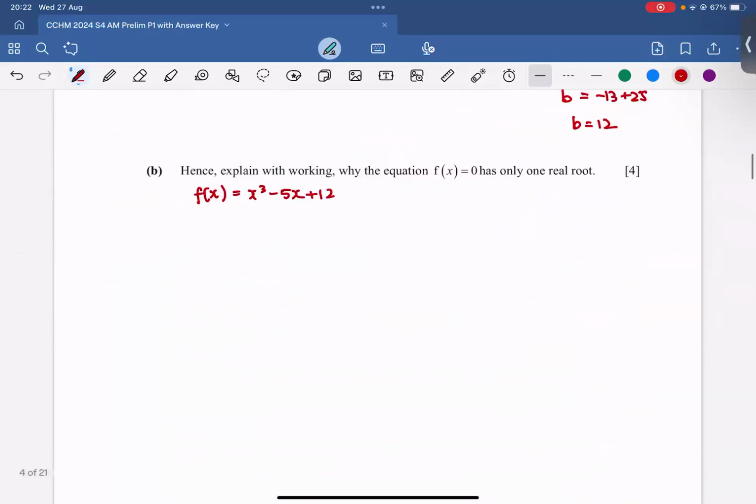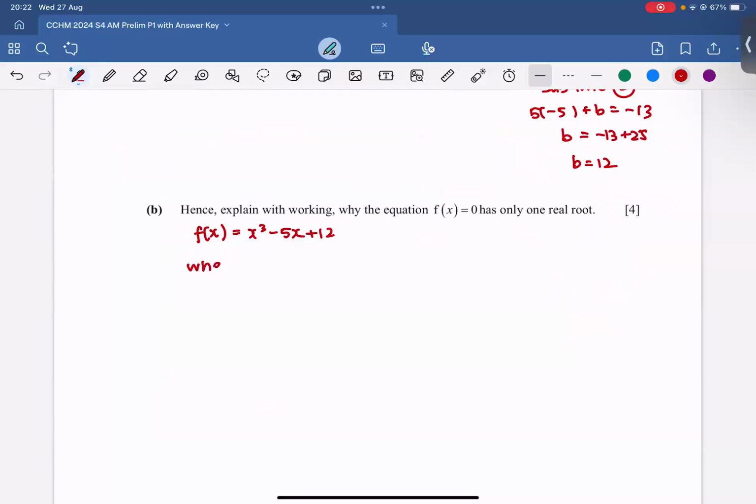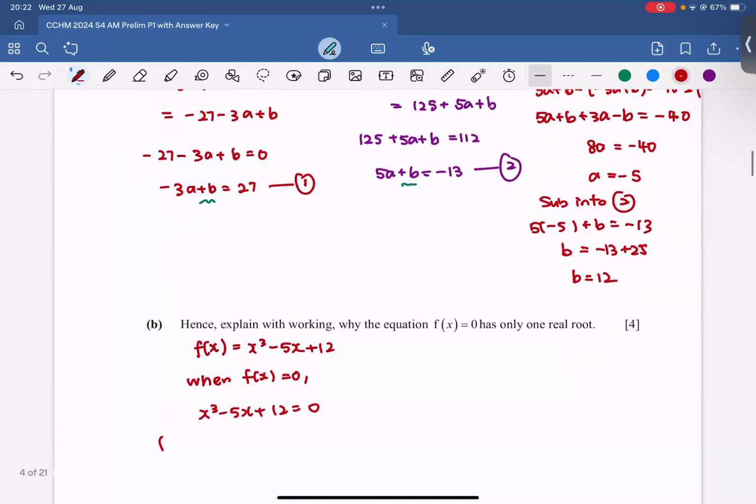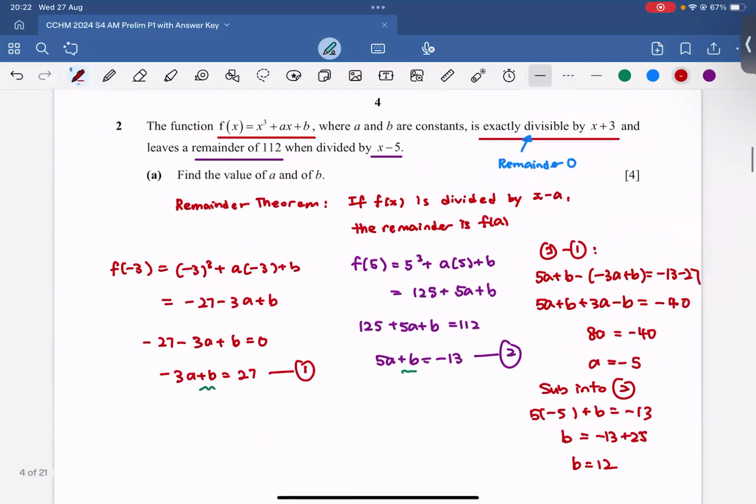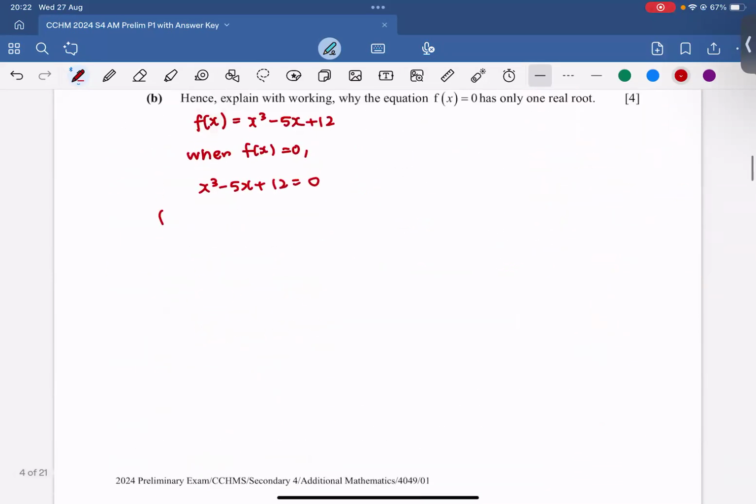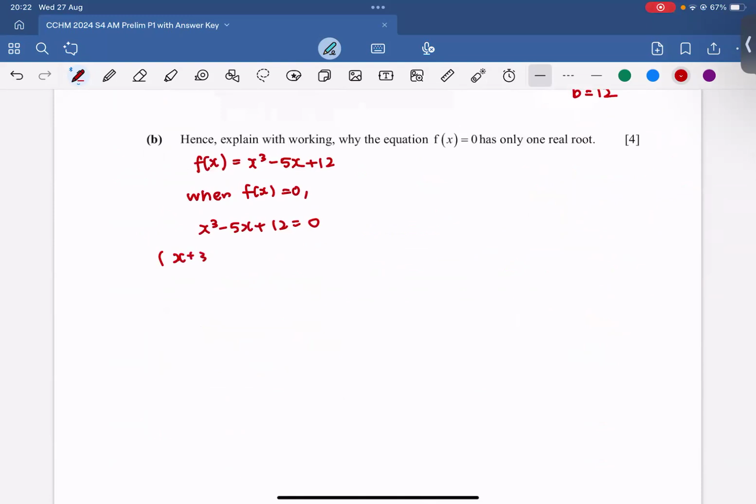Okay, so now what the question wants you to solve. So when f(x) equals to 0, we have this. Okay, so to solve this, we know we have to factorize. So based on the previous part, we know that one of the factors is actually x plus 3 because it is exactly divisible. So one of the factors is x plus 3. We need to find another factor, which is a quadratic factor. So how to find this quadratic factor? The more common way is to use long division.